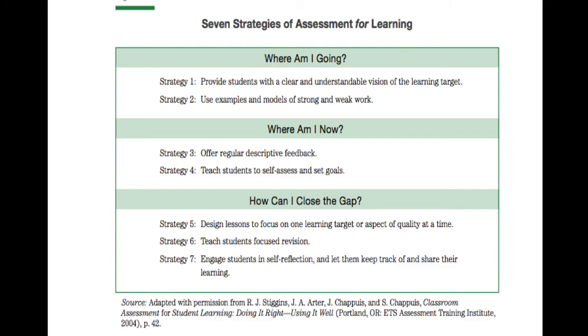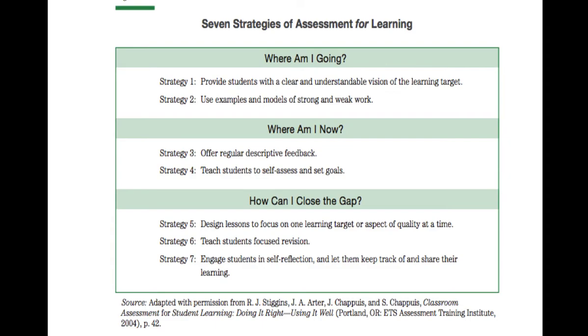There are 2 strategies for where am I going. You essentially need to have a learning goal, an understandable vision of your learning target. That's strategy 1. If this is clear, your students' motivation and achievement will increase because what they need to learn and what they have to do are guided by your clear learning targets. Strategy 2 then tells the kids that with examples and models of strong and weak work, they can create for themselves and refine their own understanding of how they need to show you that they understand and know how to complete the learning goal.